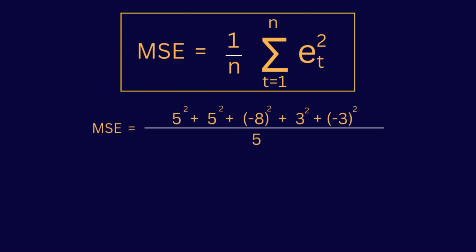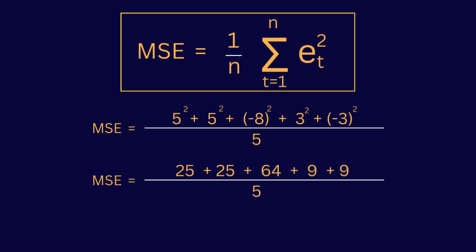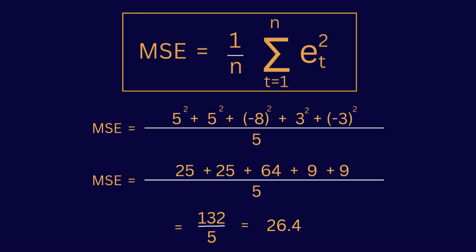So MSE equals 5 squared plus 5 squared plus negative 8 squared plus 3 squared plus negative 3 squared, divided by 5, equals 25 plus 25 plus 64 plus 9 plus 9 divided by 5, equals 132 divided by 5, equals 26.4. The mean squared error is 26.4. This value is useful because it emphasizes larger errors more than smaller ones.